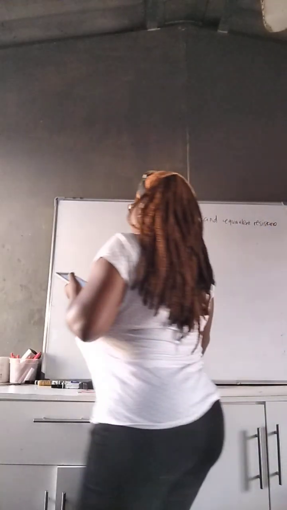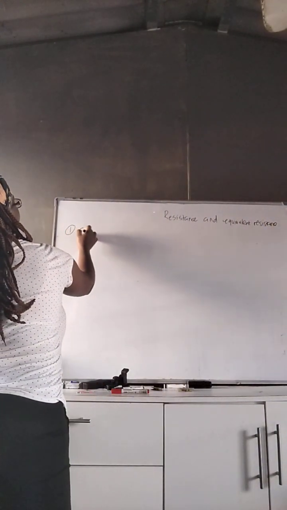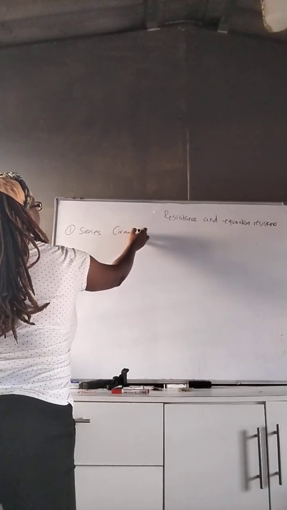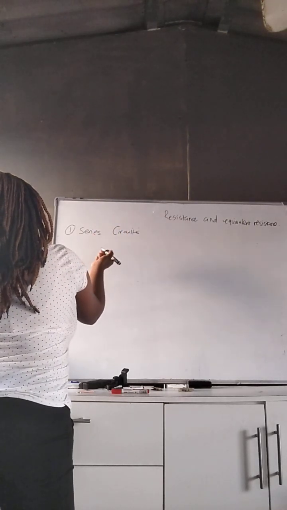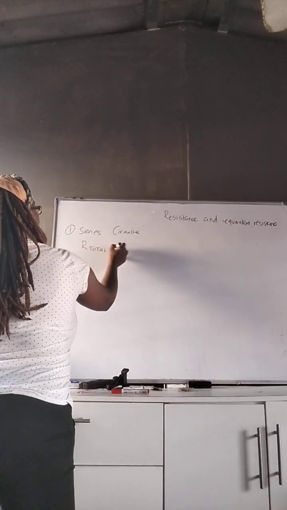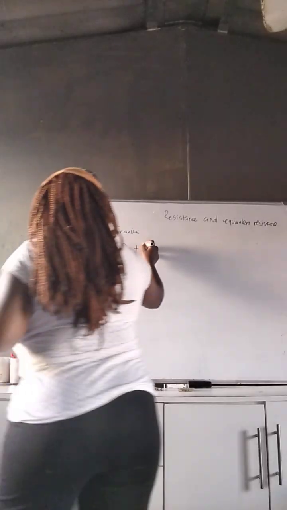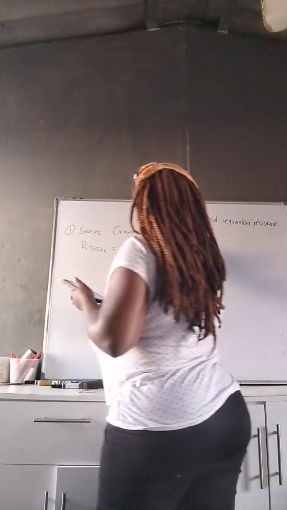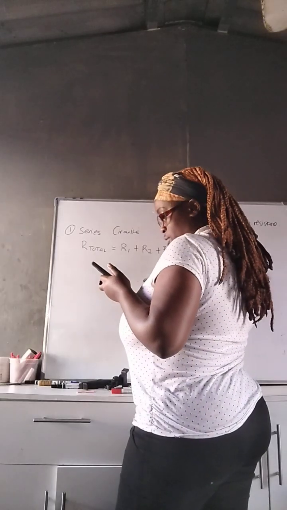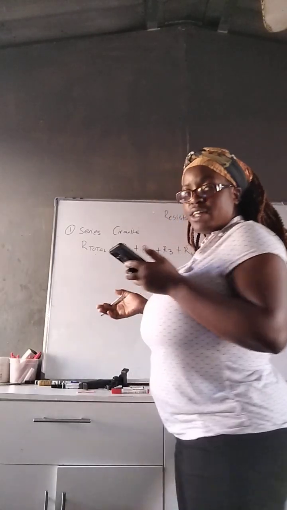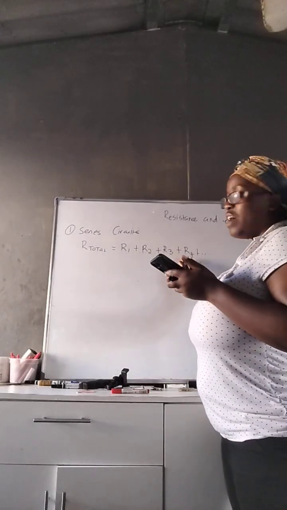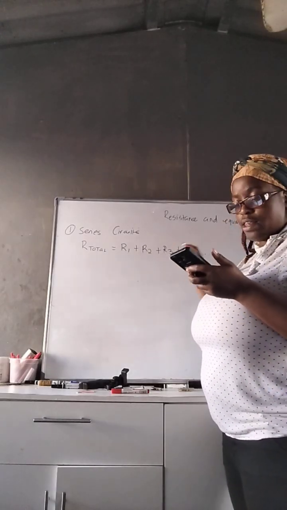For series circuits, number one, this is how we are going to have our circuits looking. R total is equal to R1 plus R2 plus R3 plus R4, going forward. So the total resistance will always be larger than the largest value here for series circuits.